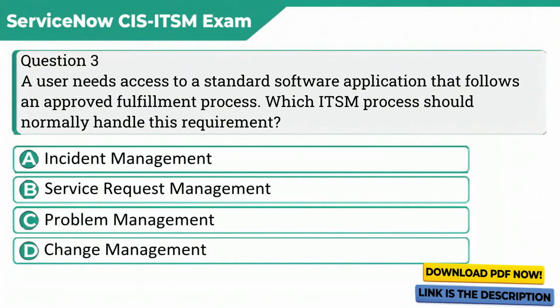Question 3. A user needs access to a standard software application that follows an approved fulfillment process. Which ITSM process should normally handle this requirement? A. Incident management. B. Service request management. C. Problem management. D. Change management.